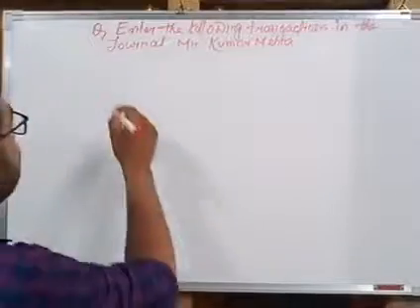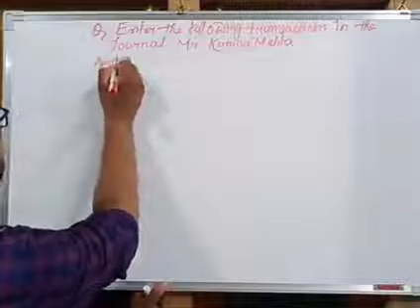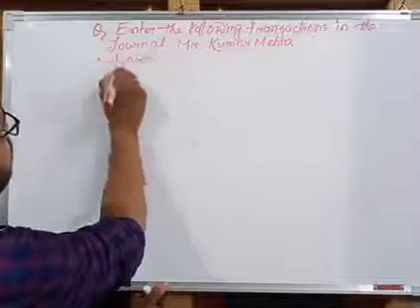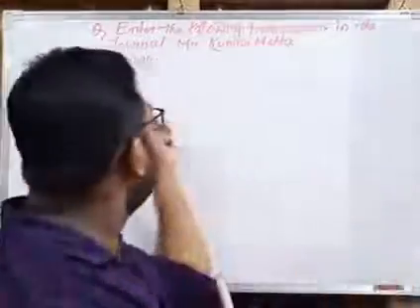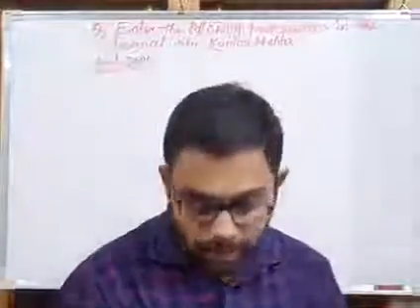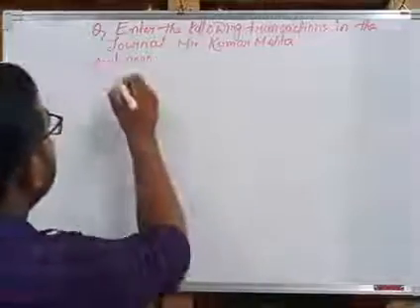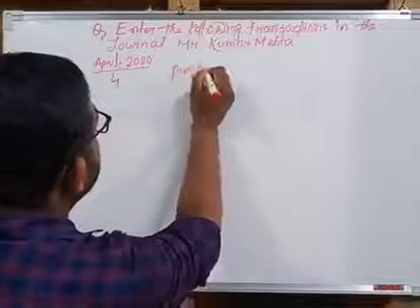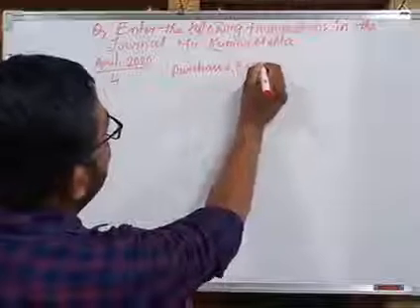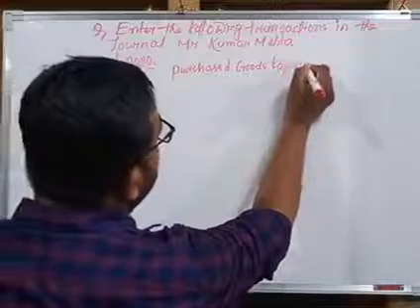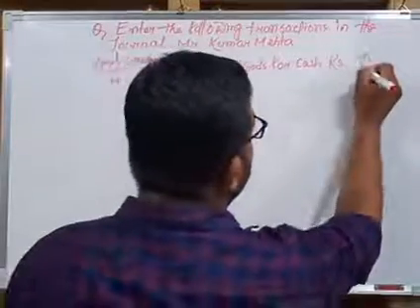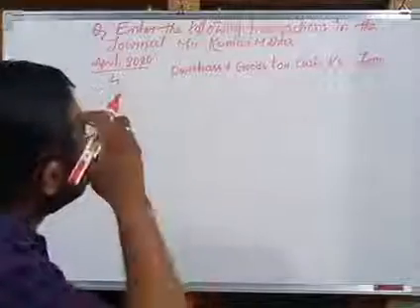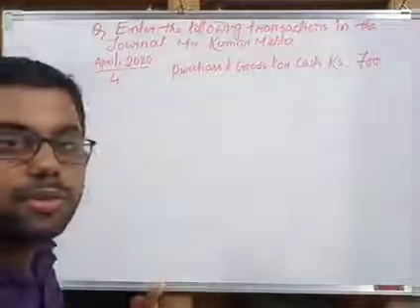First one, I'm writing the first date, April 2020. That means all the transactions that we have to record happened in the month of April 2020. So what is the first transaction? April 4, purchased goods for cash, rupees 7,000. That is our first transaction, which happened on 4th April 2020.